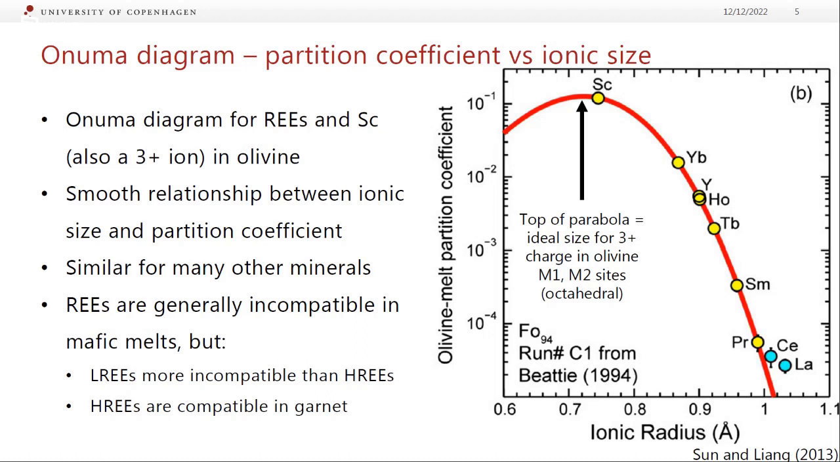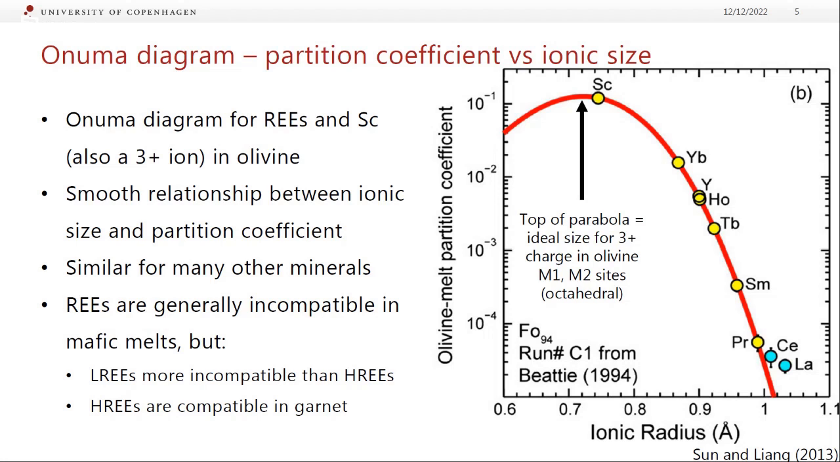And you can see that there's a very smooth relationship between the ionic size and the partition coefficient. It starts to get a bit wonky down the bottom, and this is probably just because the concentrations of cerium and lanthanum in olivine are so low, they're actually really hard to measure.